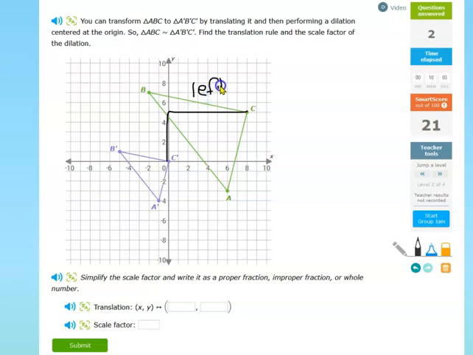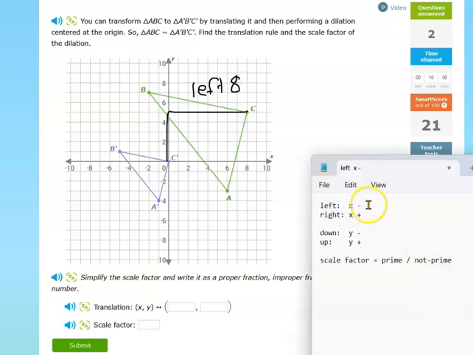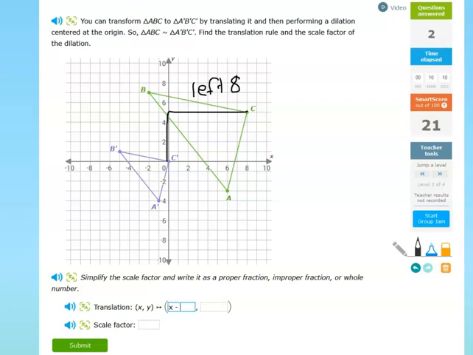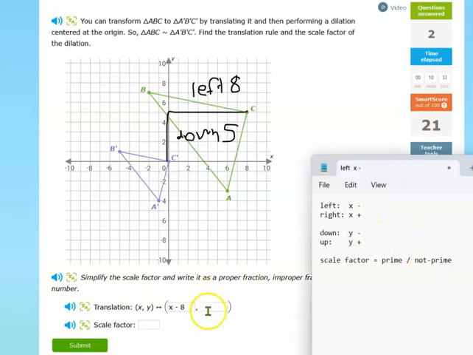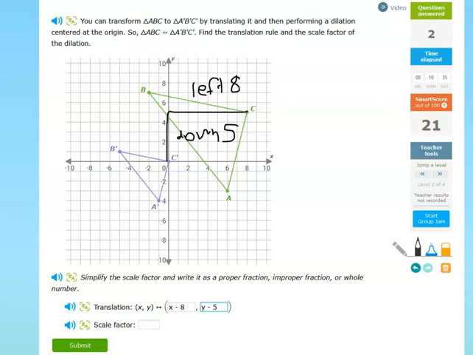We went to the left 8. Pull up our notes. Left is x minus, so x minus 8. Okay, then we go down. So from here, we went down from 5, this is 5 right here, all the way to 0. So we went down 5. Sorry about my handwriting. I cannot write with this tool very well. Hopefully you guys can see that. Down 5, y minus, so y minus 5, okay?